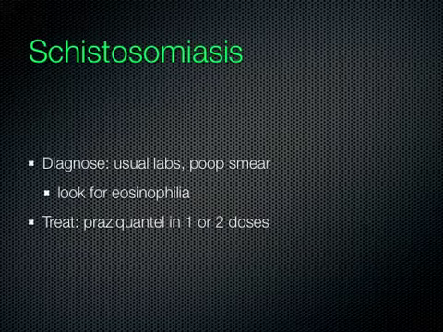All right, so how are you going to diagnose schistosomiasis? You're going to maybe see something unusual on labs. Maybe they're anemic. Maybe they're going to have hematuria. You're going to look for it in the poop with an O&P. Maybe you'll see the eggs.